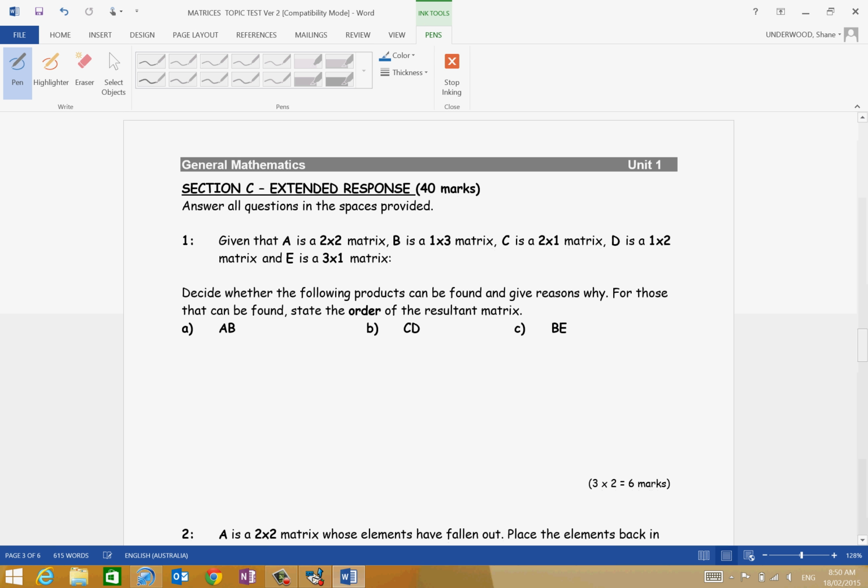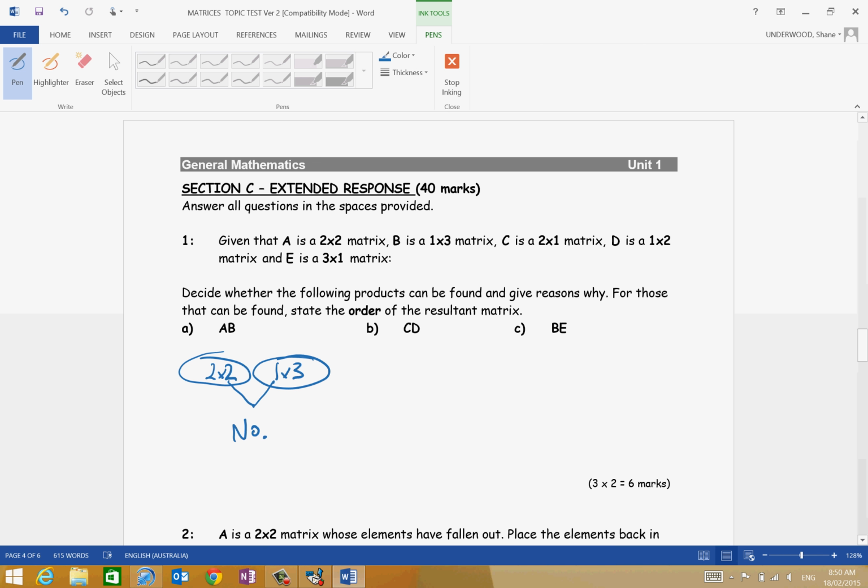Extended response question. Can two matrices be multiplied? Well, we need to look at the order of the matrix. My matrix A is a 2 by 2. Matrix B is a 1 by 3. I've got my two trains. They're not connecting because the column in this train is not the row of this train. So therefore, we have to ask ourselves, no, it's not possible.